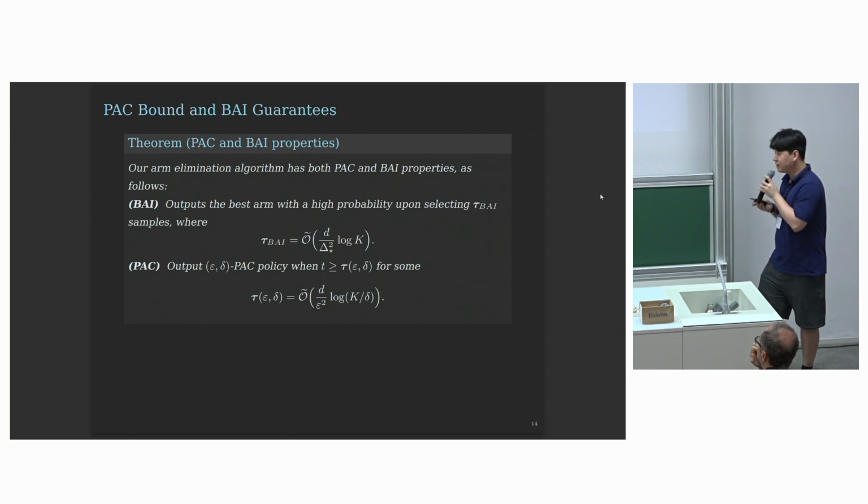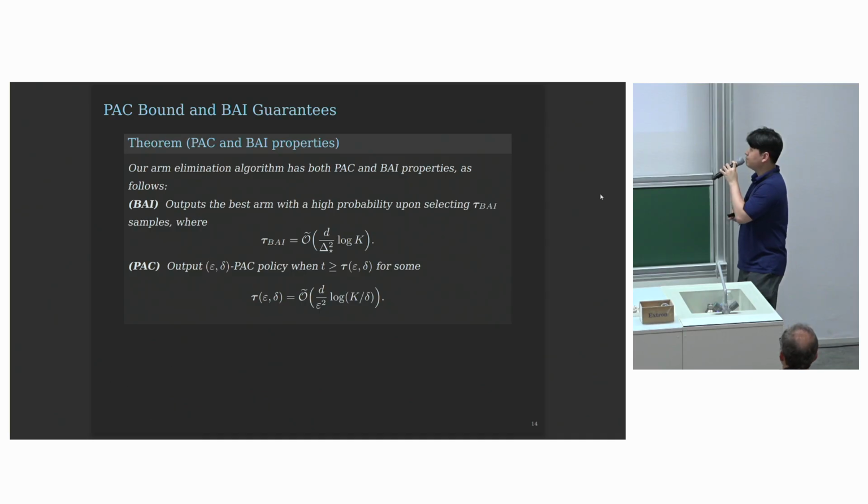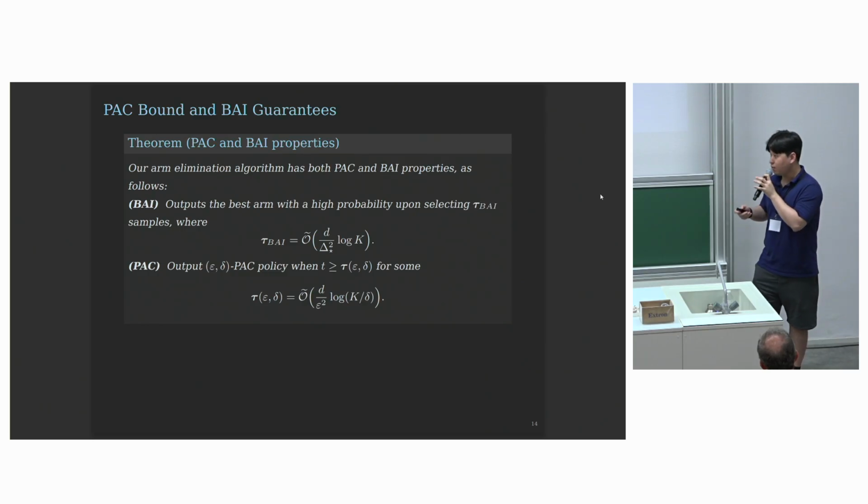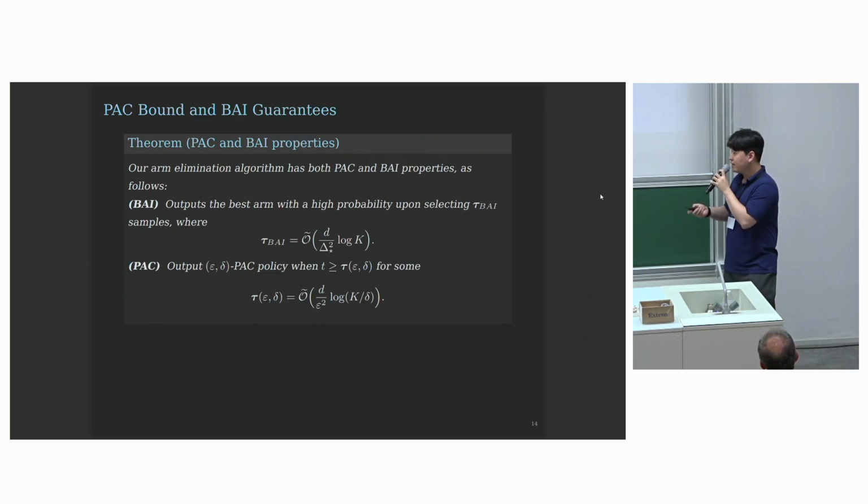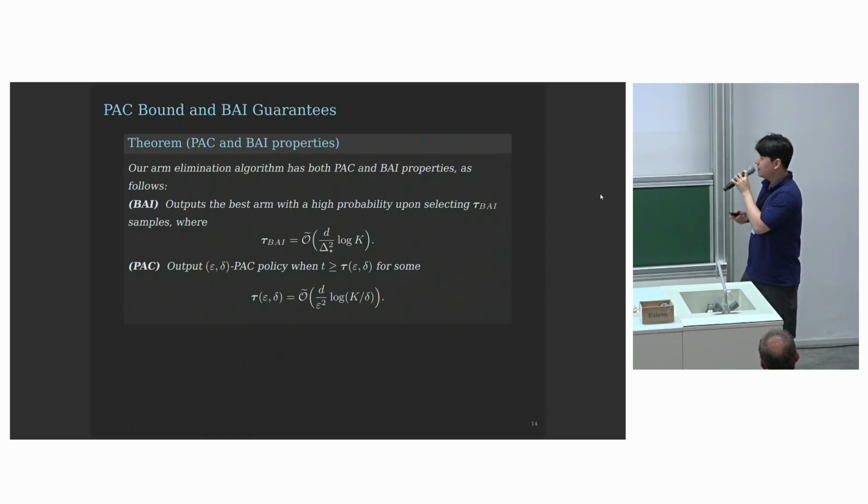And also, I'd like to present some PAC and best arm identification performances. So when we do arm elimination, when only one arm is left, we can declare it. Our algorithm can declare it as the optimal best arm. And this theorem tells us that when t exceeds some sample complexity, then our algorithm declares the correct best arm with high probability. And also, when t exceeds some sample complexity, then the policy has some PAC property.